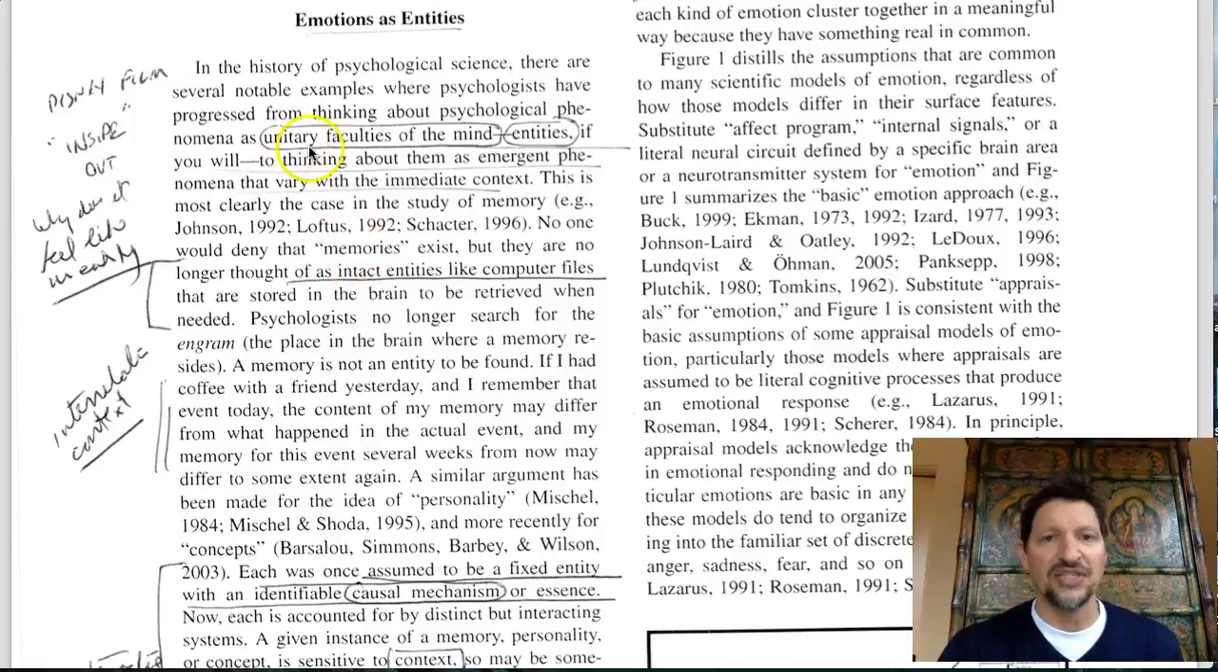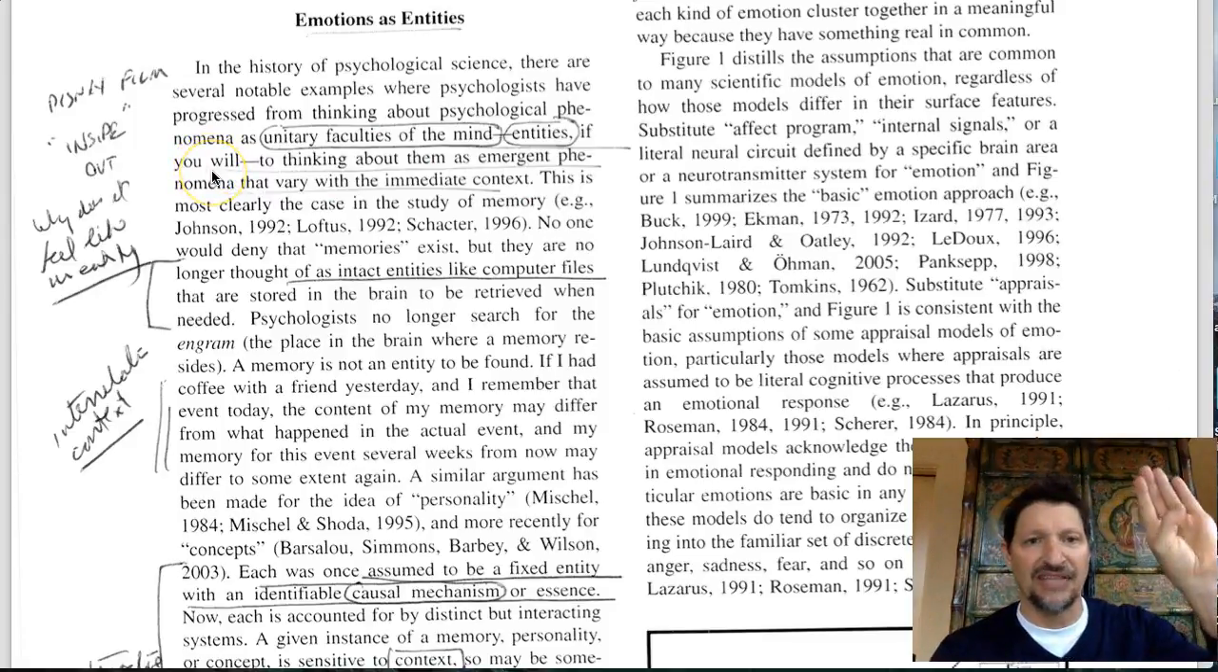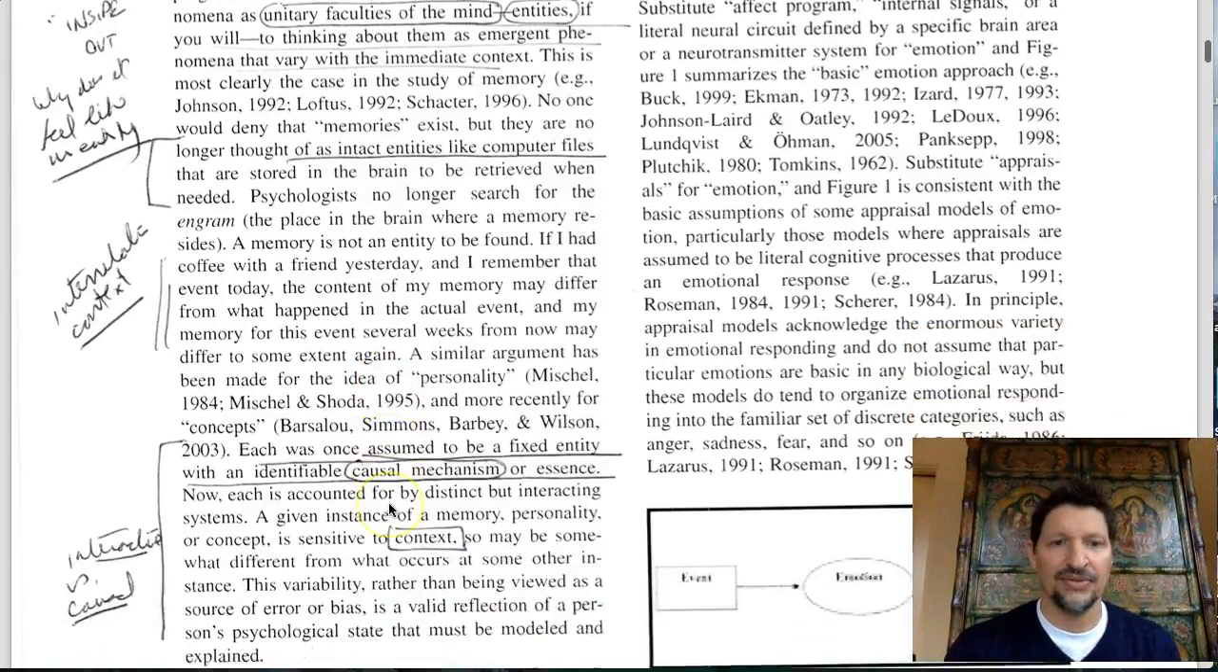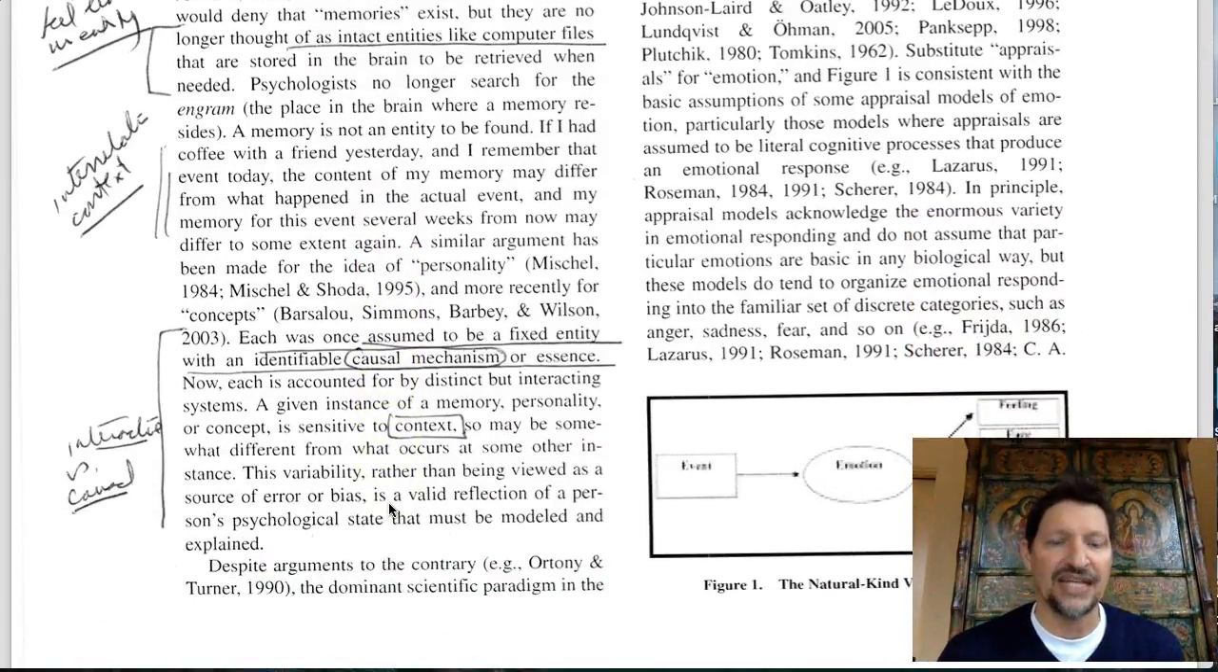I'm just pulling it out. Unitary faculties of the mind, entities, if you will, to thinking about them as emergent phenomena. That's what she's going from, thinking of them as entities to emergent phenomena. Entities that drive you to emergent phenomena that produce emotions. Each one of us is assumed to be a fixed entity. This is in the entity orientation of emotion, and that's driven by some causal mechanism.